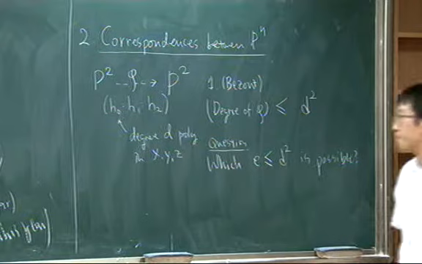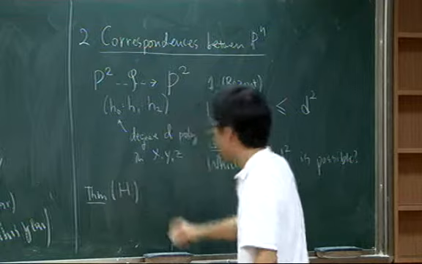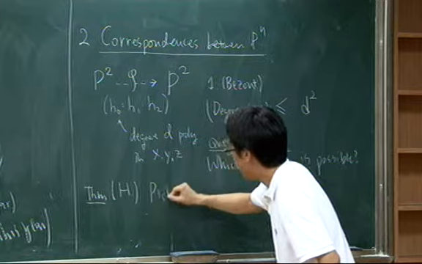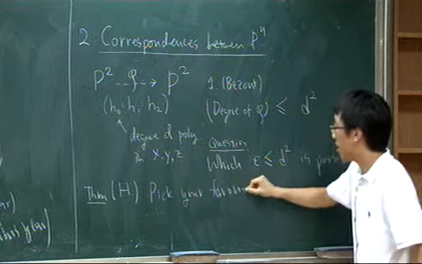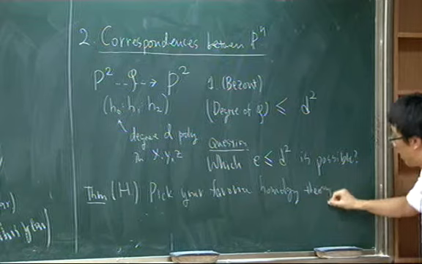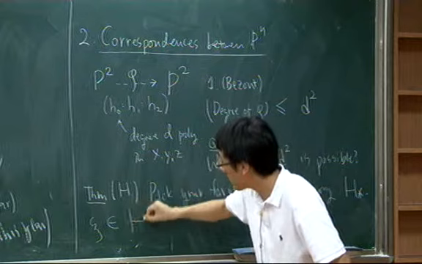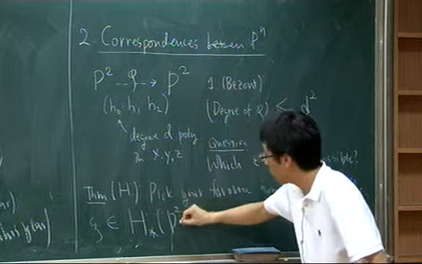Okay, I can answer this in a broader generality. Pick any homology theory, let's say H star. And then you consider any element in the homology class of P2 times P2, say with integer coefficients.